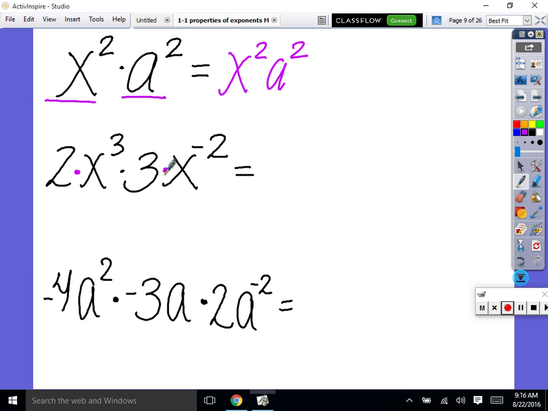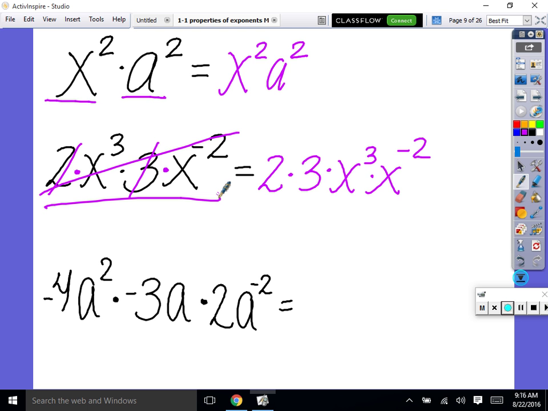So I'm going to put like bases by each other, or like variables by each other. So I'm going to reorder it. We have a 2 times 3. I'm just reordering it. We have an x cubed. And we have an x to the negative 2. You see how I just reordered it? They write it like this to see if you know that those aren't connected. Does that make sense? It kind of looks like they're connected.